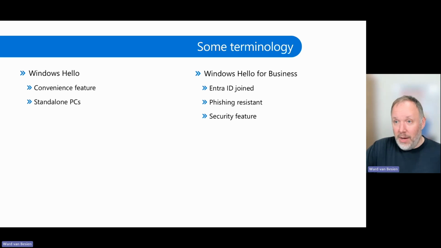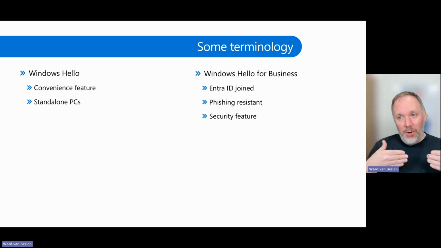If you think it looks a lot like Face ID on iPhones, for example, it's because it's essentially the same technology. It was initially developed for Windows by the people who also built the Kinect, and then Apple brought that on board. But we also have the counterpart to that, which is Windows Hello for Business. And Windows Hello for Business is not a convenience feature. This is very much a security feature.